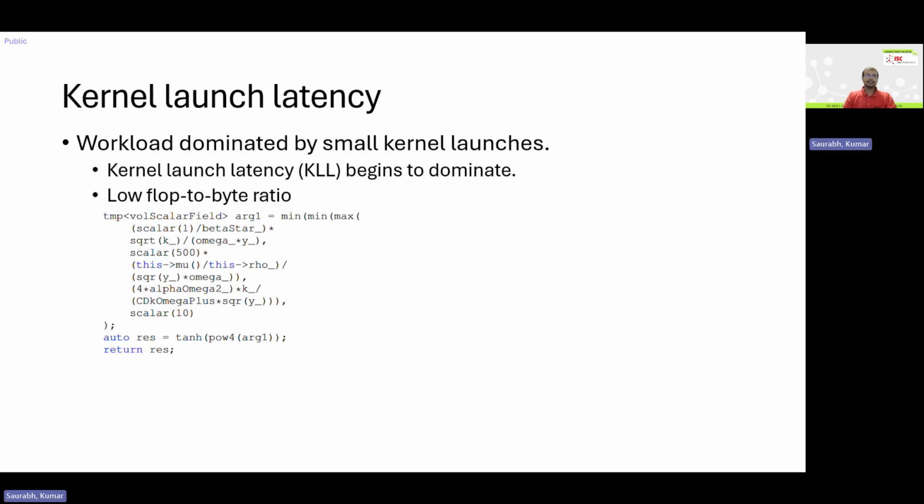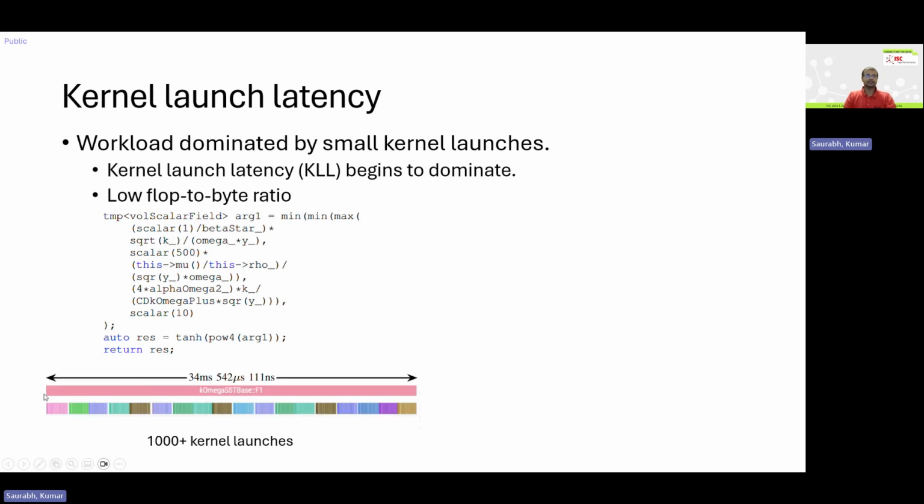This is an example of code from a k omega SST turbulence model. Here we can see that we have a lot of mathematical operations happening on the field variables. We have multiplication, division, min, max. And if we look at the kernel dispatch of this code, we see that it leads to a lot of small tiny kernels, more than 1,000 kernels being launched to do just this simple calculation.